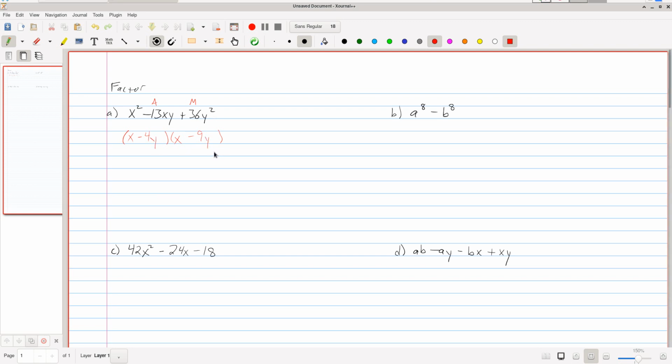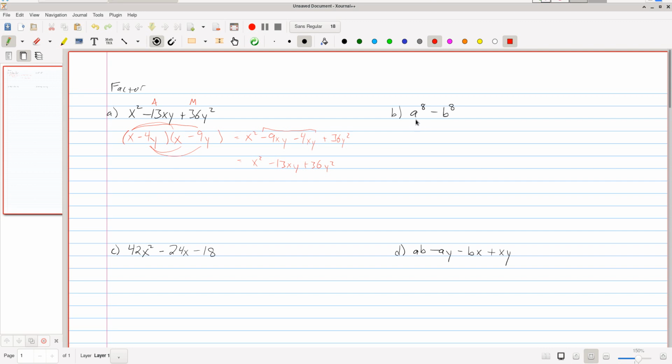Let's distribute to check to make sure this works. X times x is x squared. X times negative 9y is minus 9xy. Negative 4y times x is minus 4xy. And negative 4y times negative 9y is positive 36y squared. And then if we combine those middle two terms, those are like terms, we get x squared minus 13xy plus 36y squared. So this does check. That means we had our factorization correct in the first place.